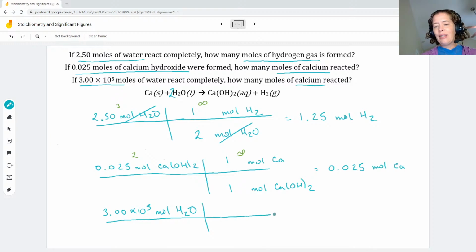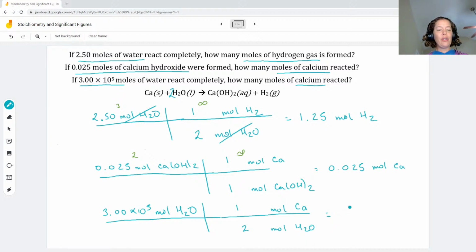Okay, and let's get my mole ratio for that. In front of my water, I have a 2, and in front of my calcium, I have a 1. So I want my moles of water to cancel, so that's going to go in the denominator. I'm trying to predict moles of calcium, so that goes in the numerator, and now I'm just putting my numbers in. So again, in front of the water is 2, and in front of the calcium is a 1.